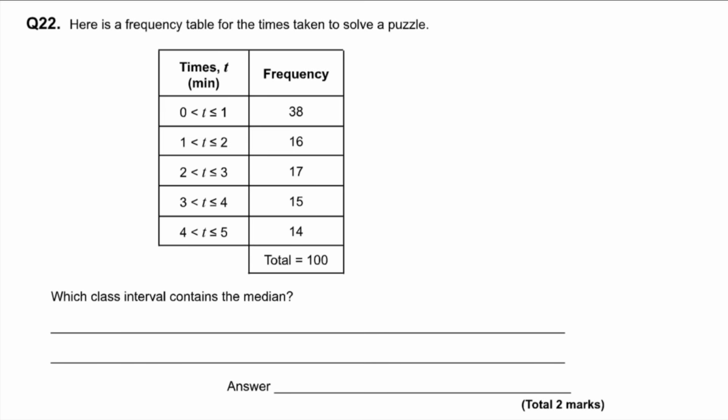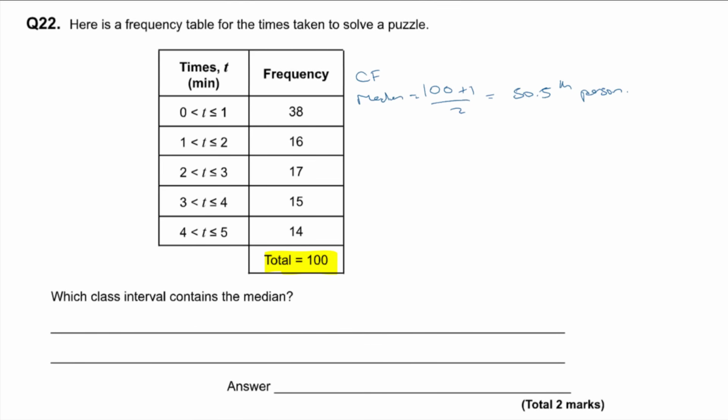Question 22, here's a frequency table for the times taken to solve a puzzle. Which class interval contains the median? So it's pretty much the same question. So we're going to do it the same way. If I take the number of people in the survey, which is 100, add 1 and divide by 2, then the median is going to be the 50.5th person in this data set, isn't it? Where is this 50.5th person?